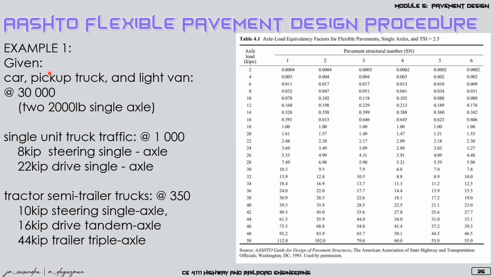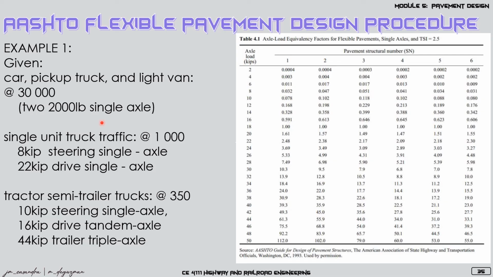So let's start off first with the first type of vehicle, the car, pickup truck, and light van with a single axle. So table 4.1 is used for getting the equivalent factor for single axles. And if you remember, the given TSI in our problem is 2.5. If the TSI is not 2.5, then we will not be able to use table 4.1. So in this case, the condition for table 4.1 is as follows: 2.5 TSI and single axle.